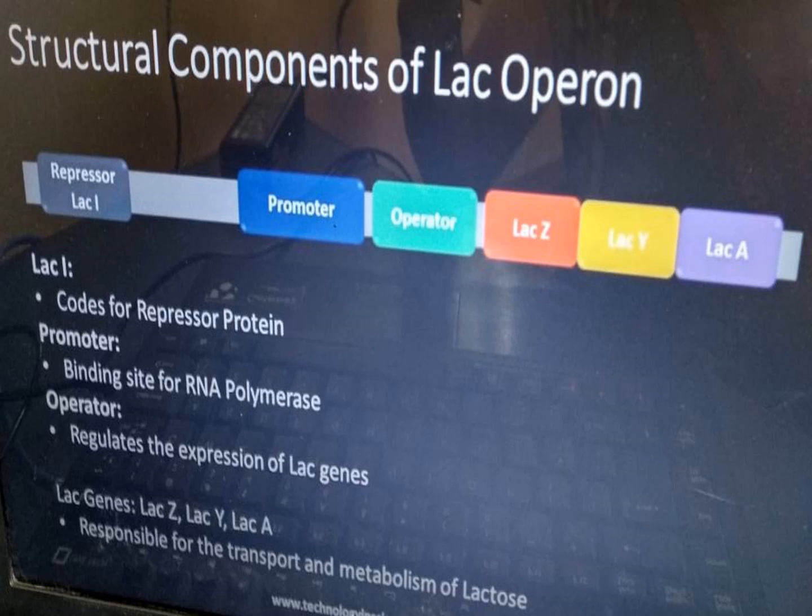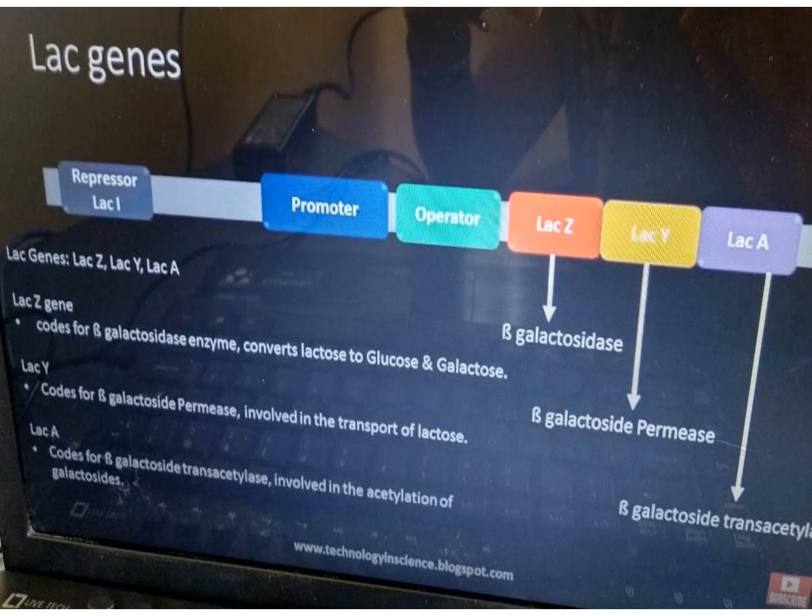So the lac genes are Lac Z, Lac Y, Lac A. They code for some enzymes. These are responsible for the transport and metabolism of the lactose. We'll see which gene codes for which enzyme and what is the function of that enzyme. So the Lac Z gene codes for the main enzyme beta galactosidase. It converts the lactose into glucose and galactose.